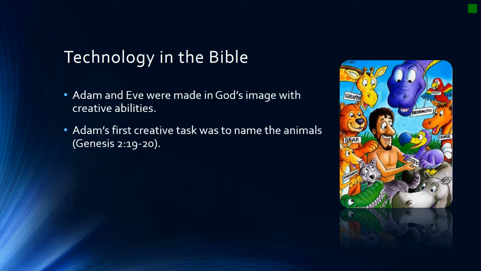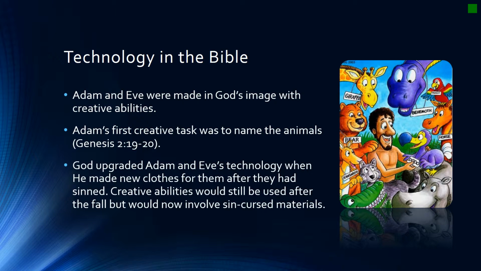The story of creativity and technology continues on. After Adam and Eve sinned, they transformed God's creation of leaves for a practical purpose, to cover themselves. Interestingly, God upgrades Adam and Eve's technology by making them new clothes. This shows that man's creative abilities would still be used after the fall, but now the transformations would involve sin-cursed materials.